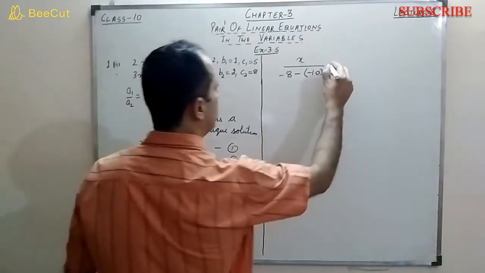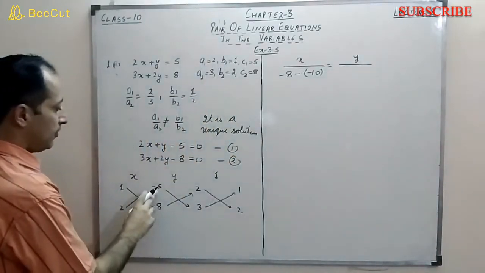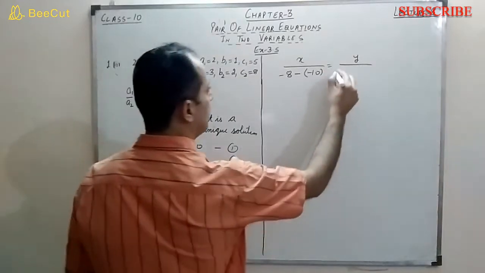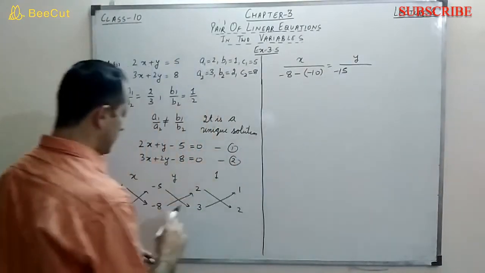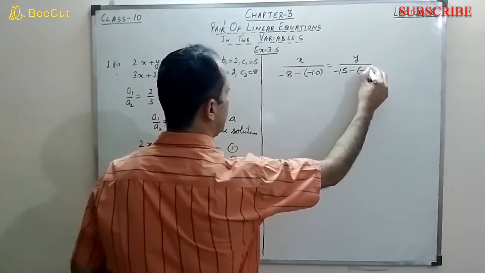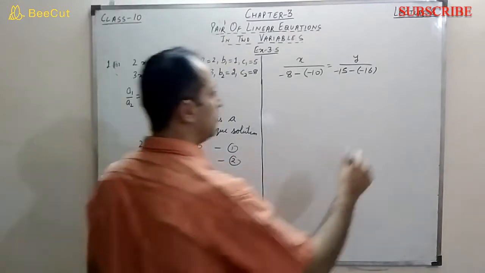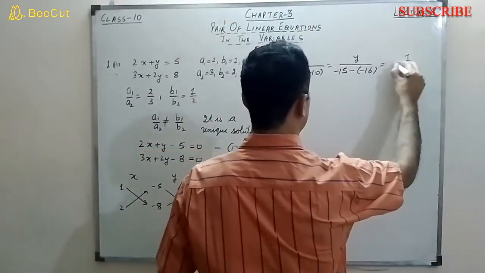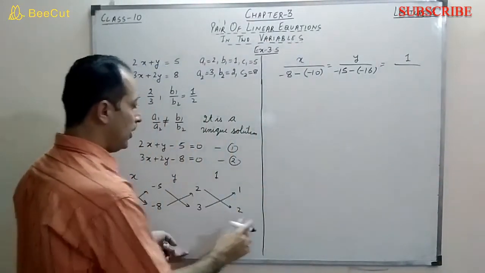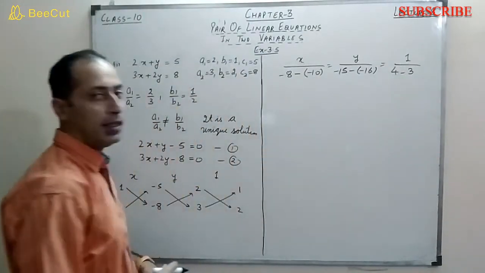So now y equals to, you multiply these two, minus 5 into 3, this is minus 15. Then minus 8 into 2, there is a compulsory negative, and then it is minus 16. And then 1 upon, 2 into 2 it is 4, and 3 into 1 it is 3.